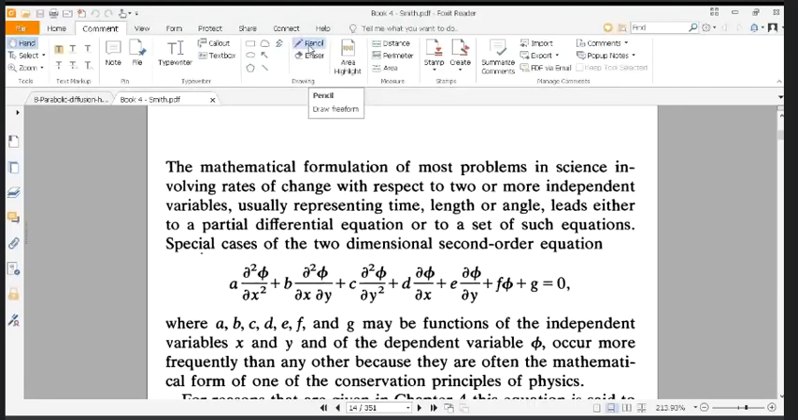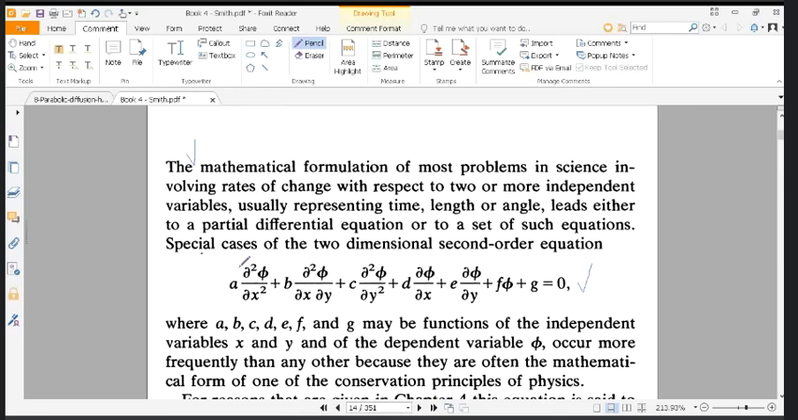I said this topic, this issue, at the first session of this term. In the first session of my class, I told you this. This is a general form of the second order PDEs.